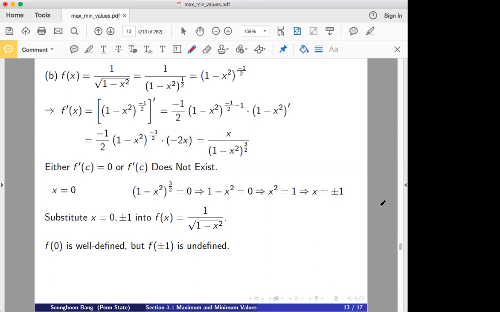What does it mean? We have only one critical number. So 0 is the critical number. This is the idea.